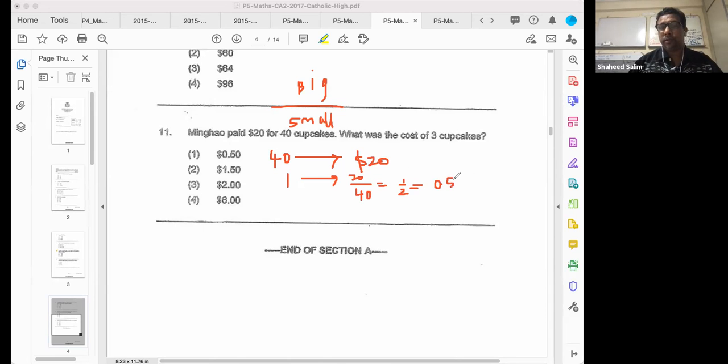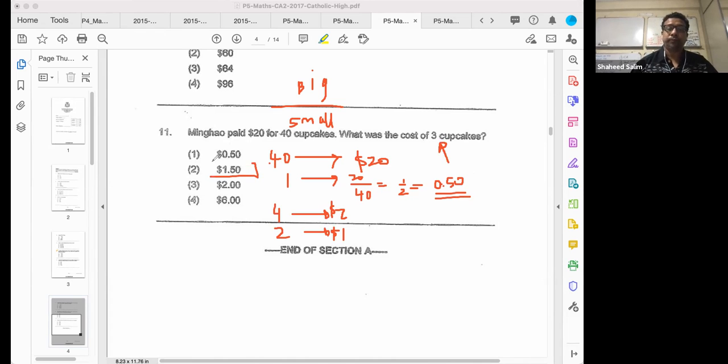50 cents, you know. Okay, if you don't believe, we can reduce now. We reduce to divide by 10. Divide by 10, you get 4 cupcakes. You divide by 10 is $2. Can you see? You divide by 2, 1 cupcake, $1 is for 2 cupcakes. So 1 cupcake is 50 cents. So you want 3 cupcakes, is $1.50 times 3.